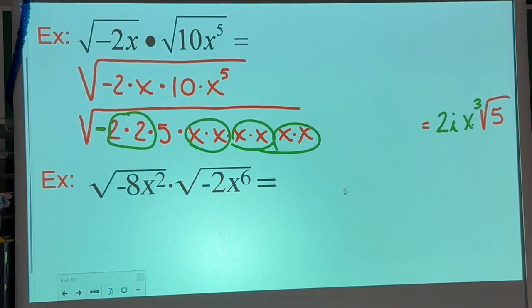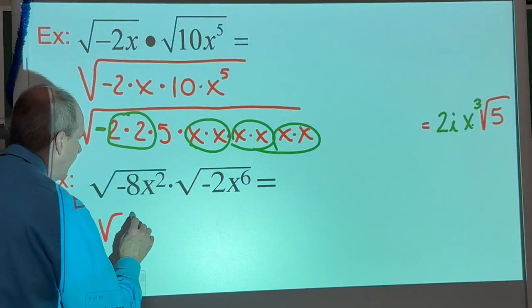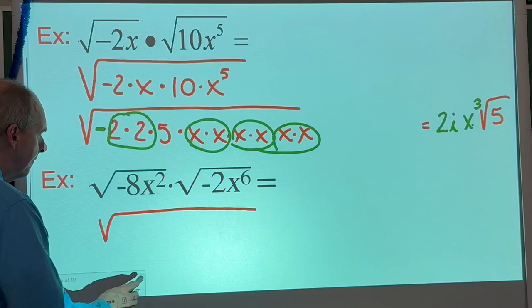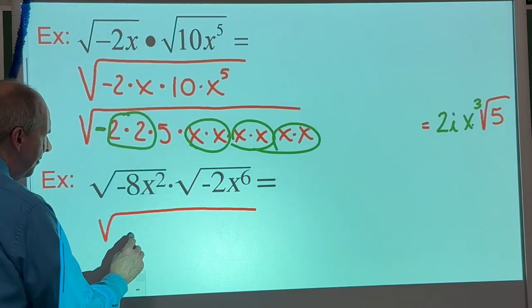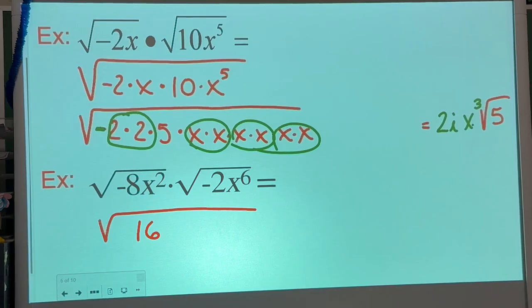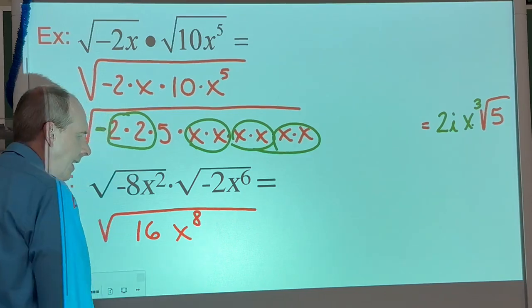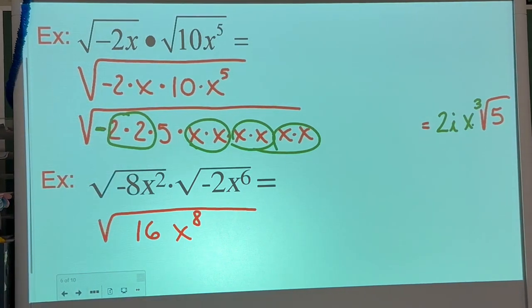Square root of negative 8x squared times square root of negative 2x to the 6th. I'll try the first technique of multiplying things together. Negative 8 times negative 2 is 16. X squared times x to the 6th. Well, you have 2 x's here, 6 x's here. That gives you 8 x's that are multiplied together.